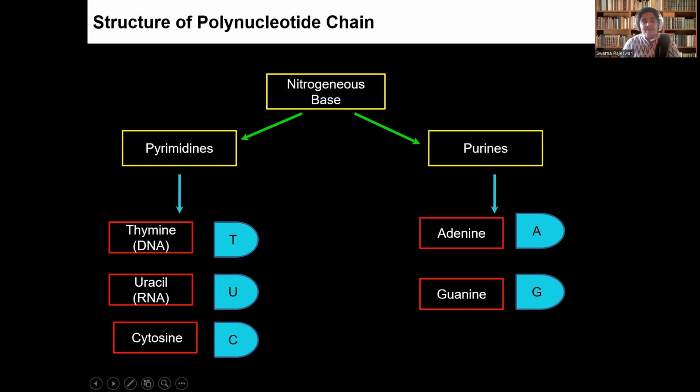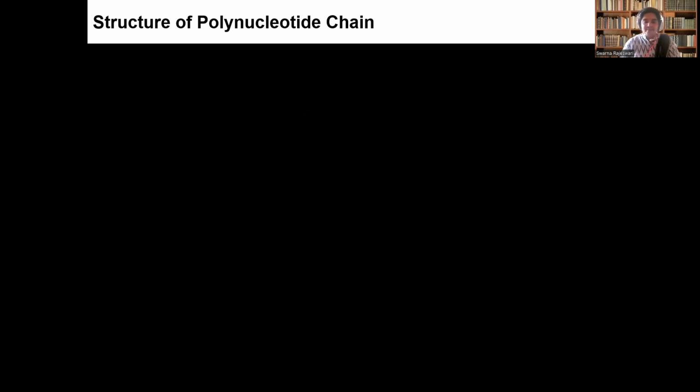Again I am repeating, nitrogen bases are of two types, purines as well as pyrimidines. There are three types of pyrimidines: thymine, uracil as well as cytosine. In the case of DNA, it is thymine as well as cytosine, whereas in the case of RNA, in place of thymine, uracil is present. The purines are of two types, adenine as well as guanine.